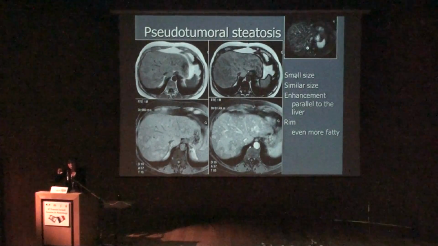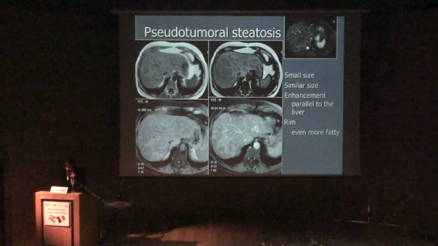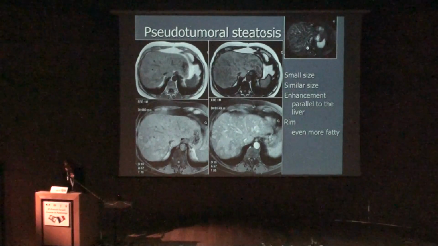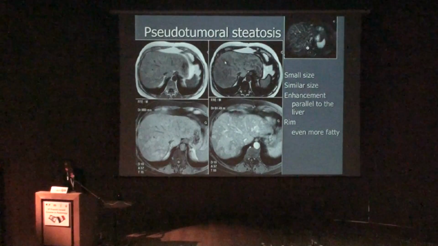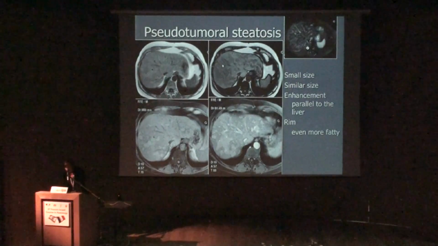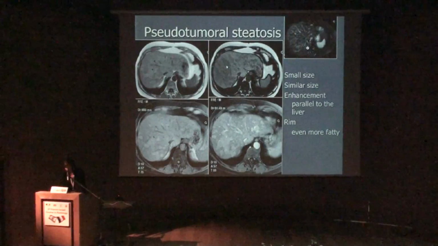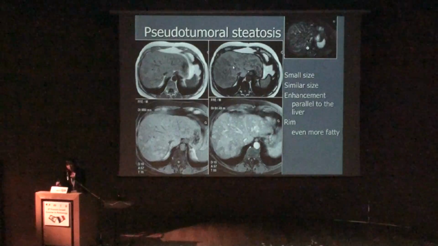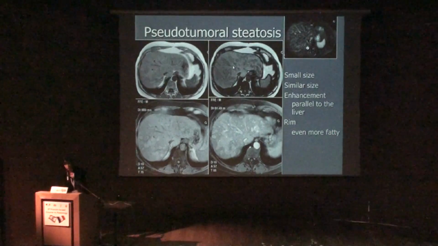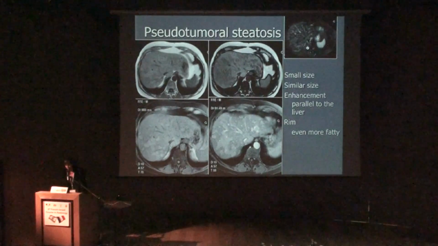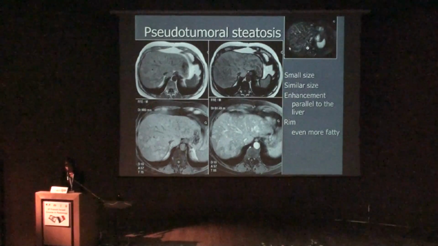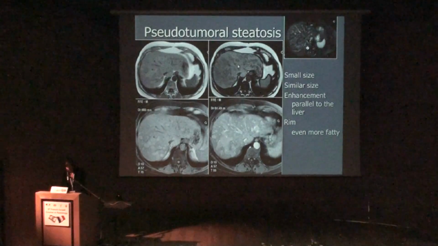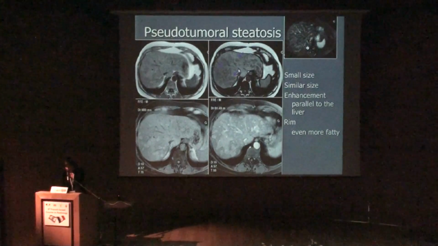I don't know why, but usually they are all below 1 centimeter. They enhance parallel to the liver. They will not be hypervascular, and for an unknown reason, usually even the border of this pseudotumoral steatosis contains more fat than the center. So based on that, you can conclude, without performing liver biopsy, that it corresponds to pseudotumoral steatosis and not steatotic hepatocellular adenomas. But again, the reason why we see that is still unclear.